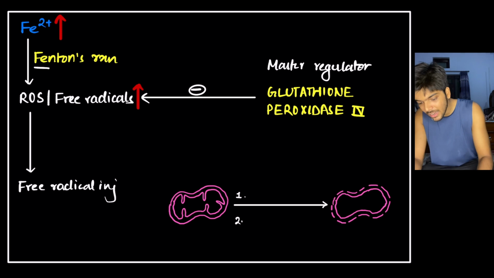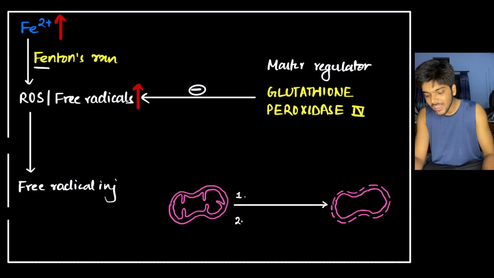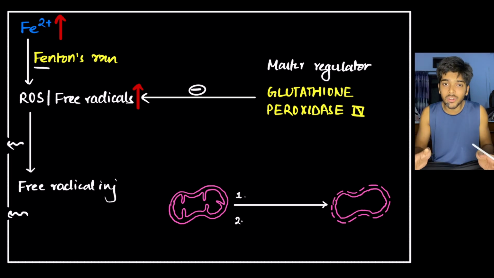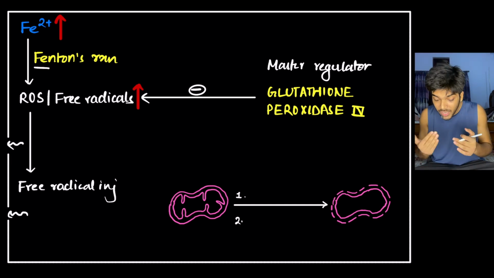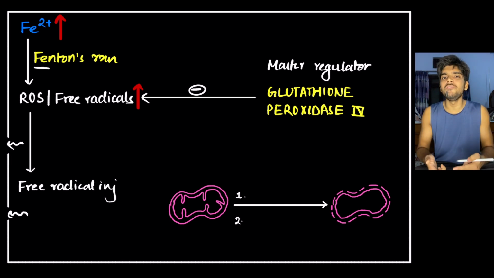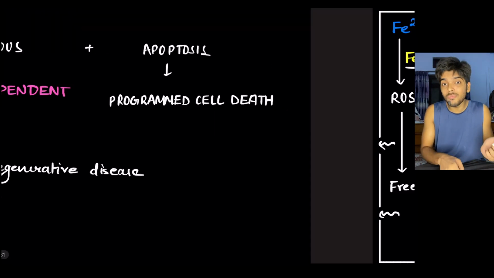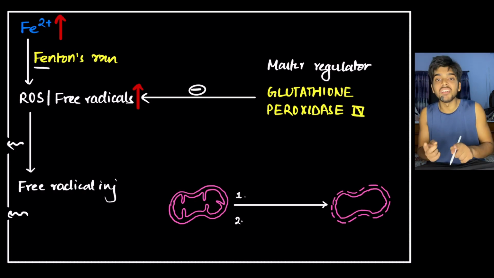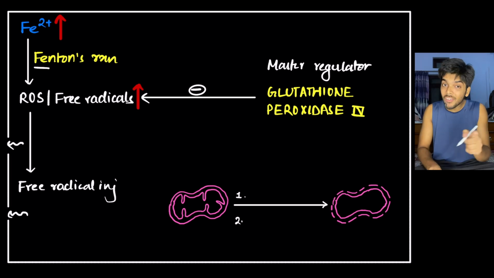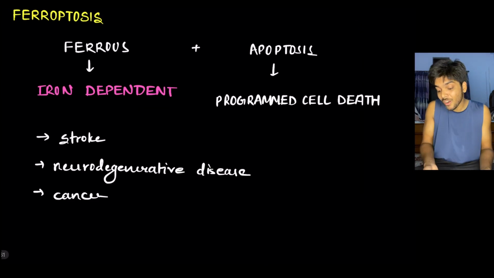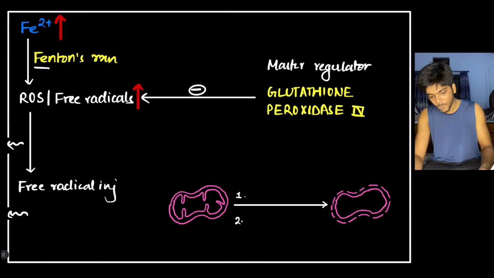Whenever there is free radical injury, there is disruption of the plasma membrane. As a result, the intracellular contents leak out. And I've told it multiple times, when intracellular contents leak out, they cause inflammation. So here as well, morphological features are like that of necrosis. So FERROPTOSIS, in terms of morphological changes of the cell, is similar to that of necrosis, even though it is an apoptosis because there is a programmed cell death.